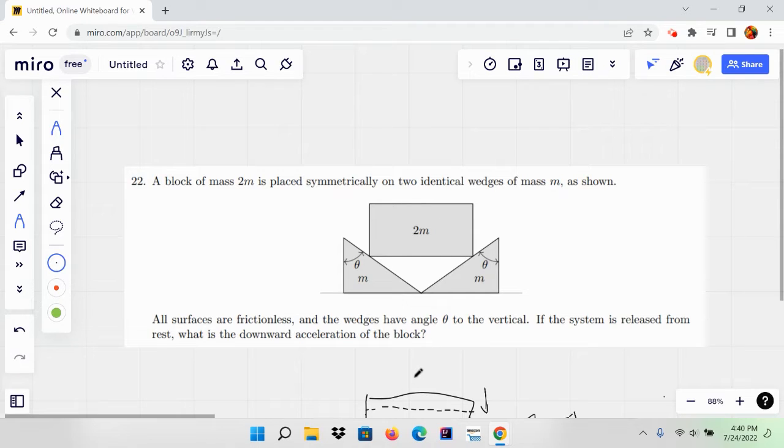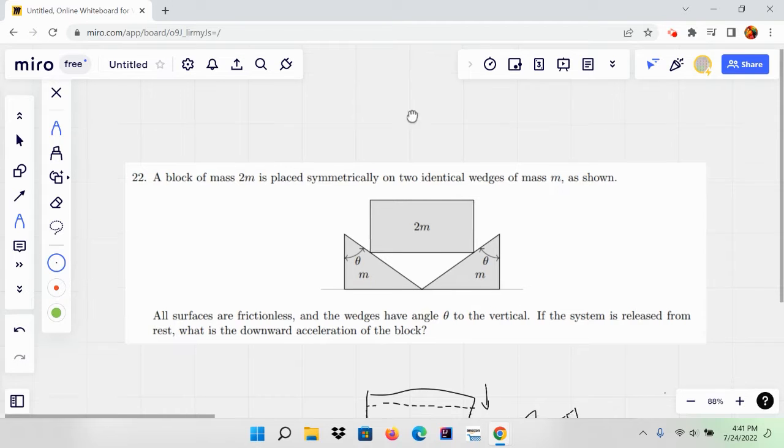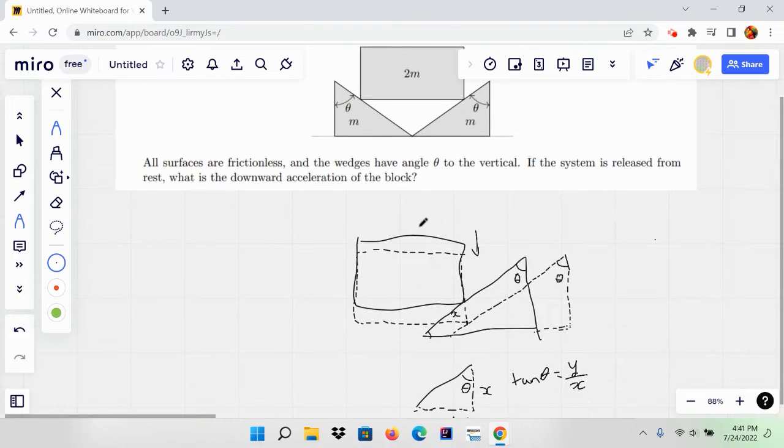The main idea for this problem is you use some weird conservation of energy stuff. Let's say that the top block of mass 2m moves down by a distance of x. Then you find the velocities of all of them, and if you find the velocities of each block, you can find the total kinetic energy, and then use conservation of energy. I have made a diagram here so it's more clear.